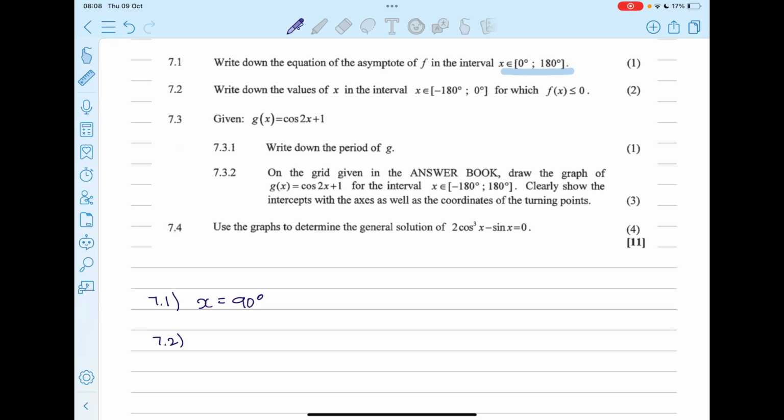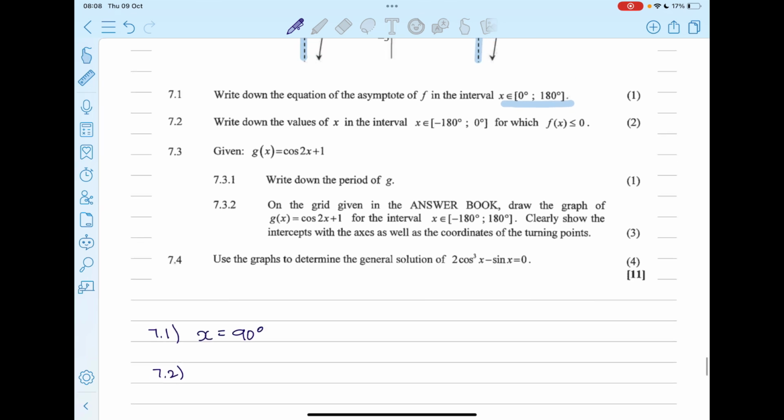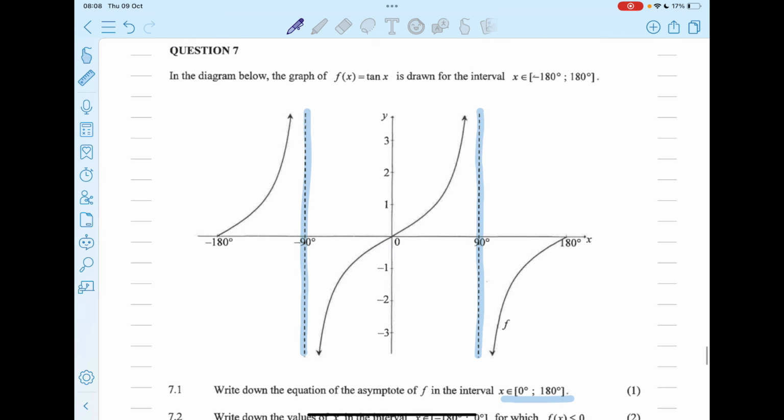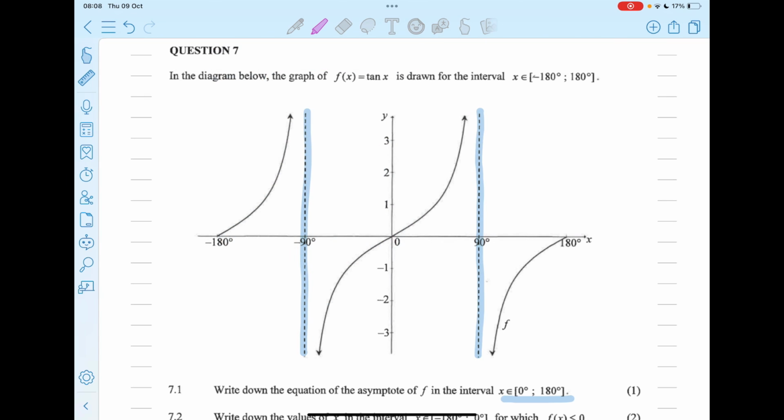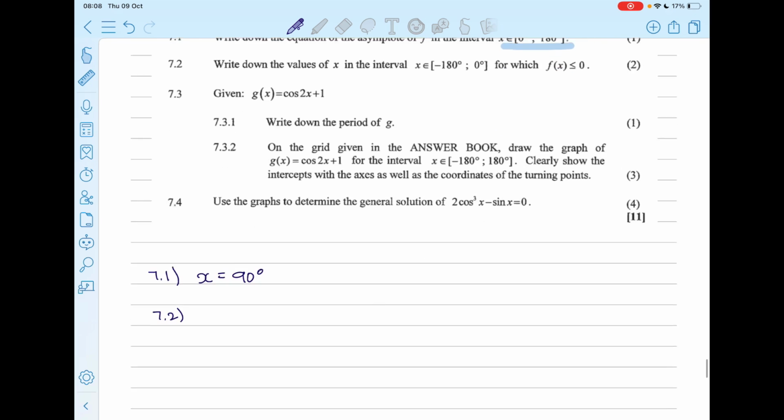7.2, they want us to write down the values of x in the interval from negative 180 to 0, for which f of x is less than or equal to 0. So less than or equal to 0 means we're looking at where it's negative or 0. Here at negative 180, it's exactly at 0. And then from here, it's negative. So that means we need to have two answers.